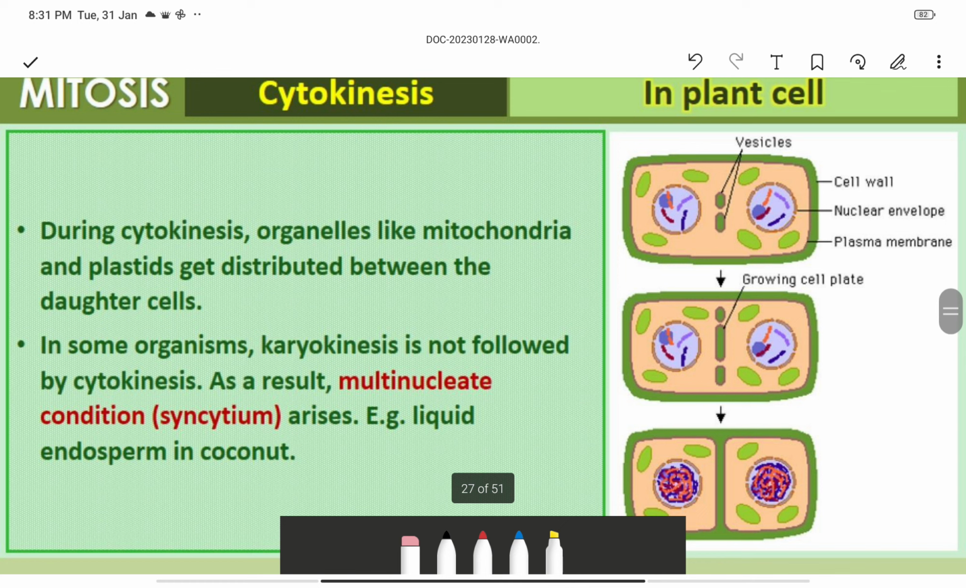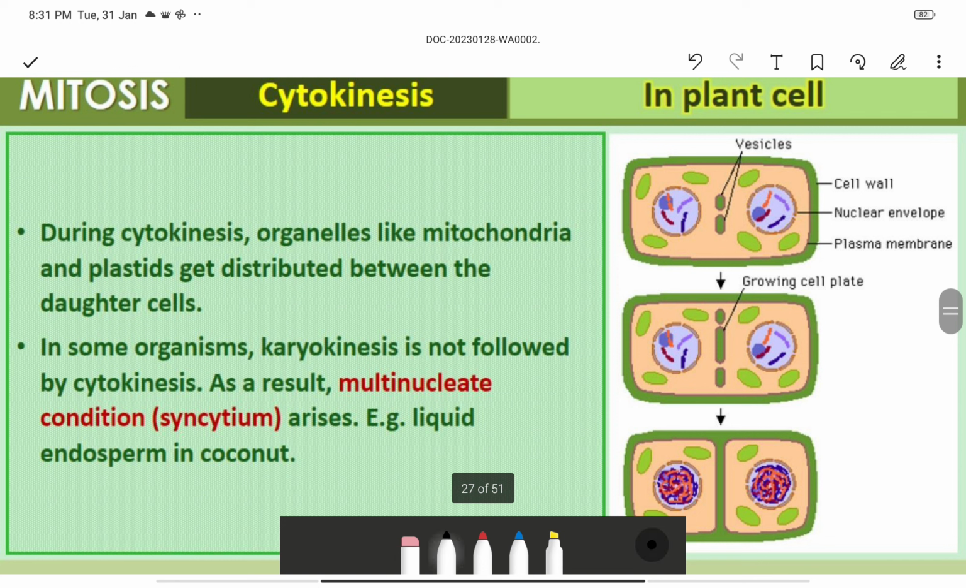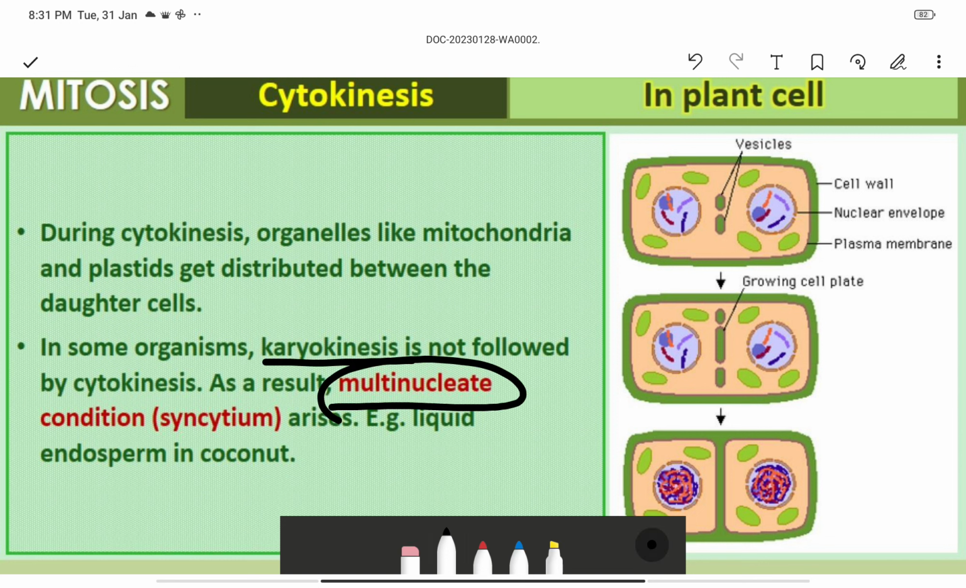During cytokinesis, organelles like mitochondria and plastids get distributed equally between the two daughter cells. If sometimes cytokinesis does not happen, if it is absent, then what happens? The cell becomes multinucleated, which is the syncytial stage. It is the liquid endosperm, which is the 3N stage we can notice in plants.